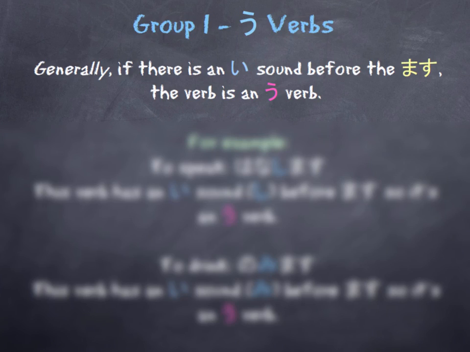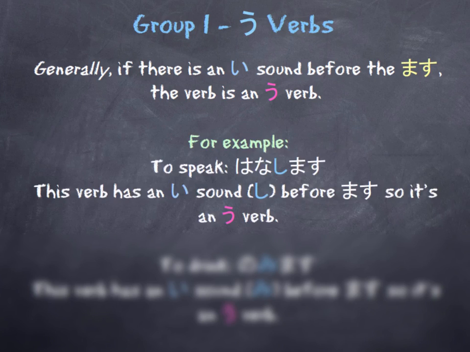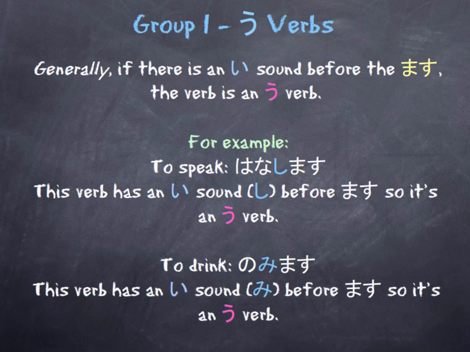Group 1 verbs or U verbs: generally, if there is an I sound before the masu, the verb is an U verb. So for example, the verb to speak is hanashimasu. And we can see here that directly before the masu is an I sound, which is shi. So this makes it an U verb. Let's take a look at a second example. The verb to drink is nomimasu. Again, we can see here that directly before masu is a mi sound, which is an I sounding hiragana. So again, this makes this verb an U verb.